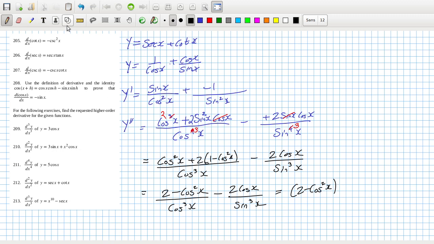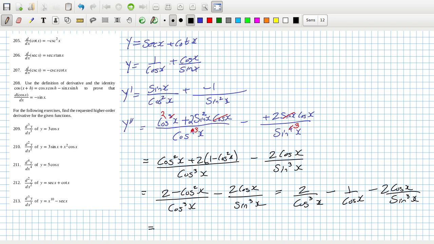Or I think what they normally like to do is to divide in the cos. So 2 over cos would be 2 sec x. Yeah, actually, maybe we'll split it up and simplify it a bit more. 2 over cos cubed x minus 1 over cos x minus 2 cos x over sine cubed x.